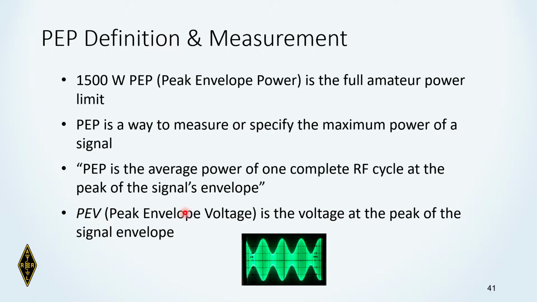So PEP, this is a lovely, lovely definition. PEP is the average power of one complete RF cycle at the peak of the signal's envelope. What in the world are they talking about? Well, I'll show you that on the next slide. And then peak envelope voltage is the voltage at the peak of the signal envelope.